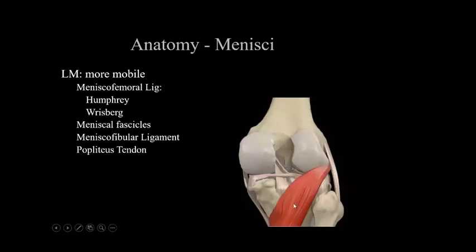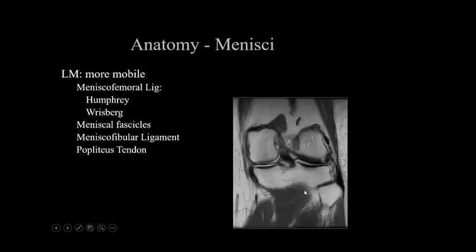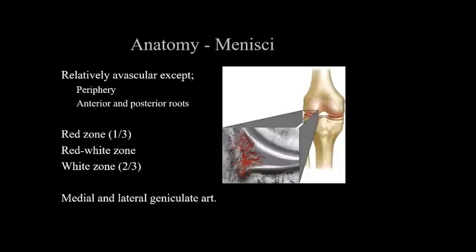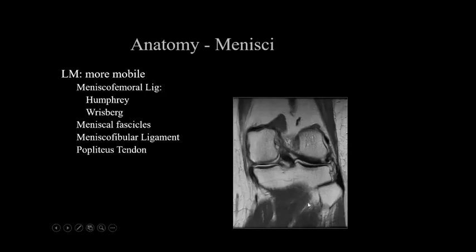We see here the popliteus muscle and tendon wrap around the posterior horn of the lateral meniscus. And here we see the MRI appearances of the lateral meniscus with the popliteus tendon wrapping around the posterior corner, or posterolateral corner, of the lateral meniscus.